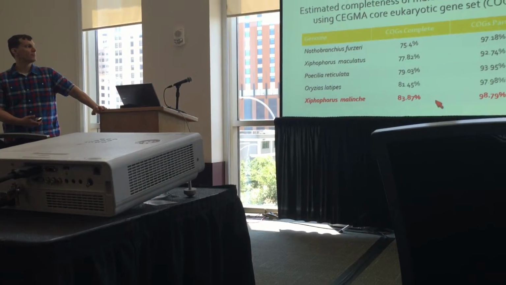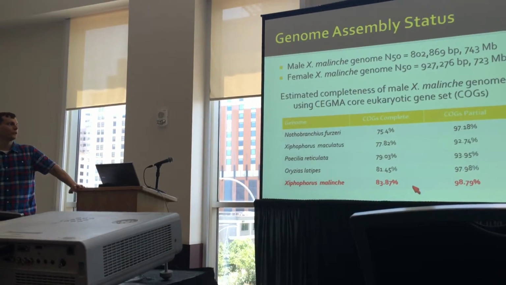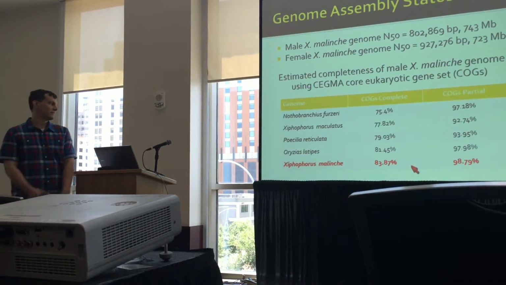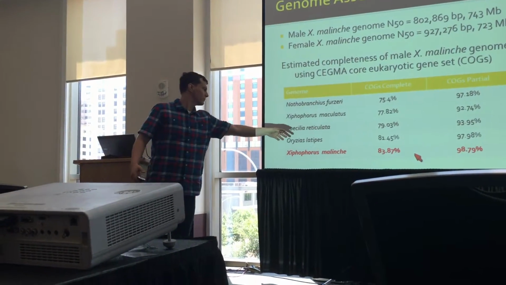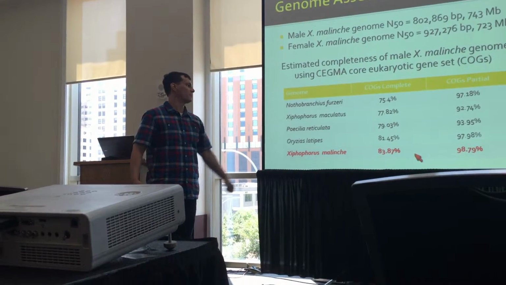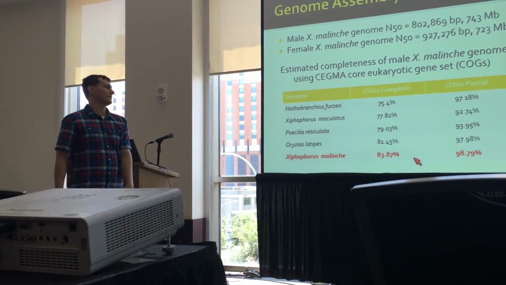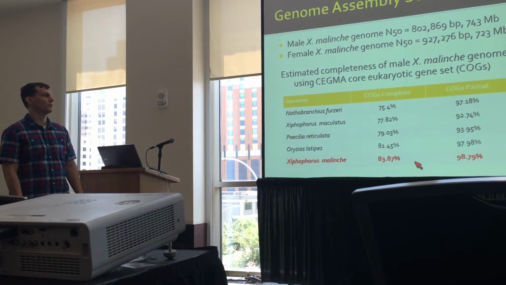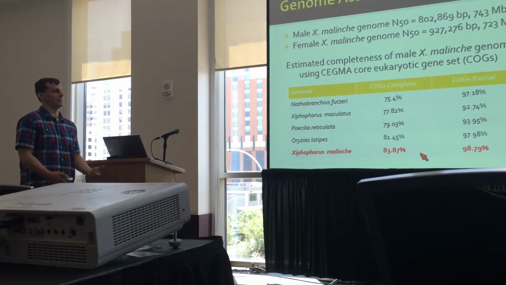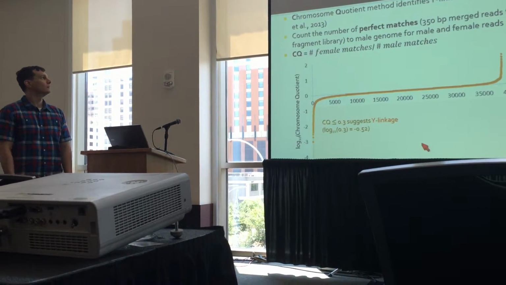We estimated the completeness of the genome using CEGMA. It's this set of core eukaryotic genes. So you can see ours is sort of the best we looked at. It's marginally better than Medaka. And we have almost 99% of the conserved orthologous genes present in at least a partial copy.